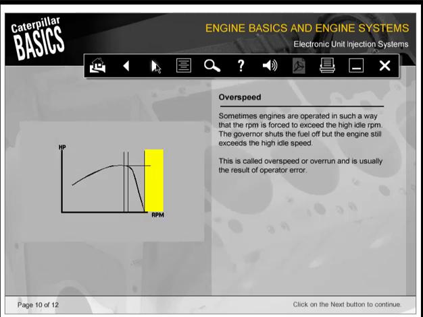Sometimes engines are operated in such a way that the RPM is forced to exceed the high idle RPM. The governor shuts the fuel off, but the engine still exceeds the high idle speed. This is called overspeed or overrun and is usually the result of operator error.